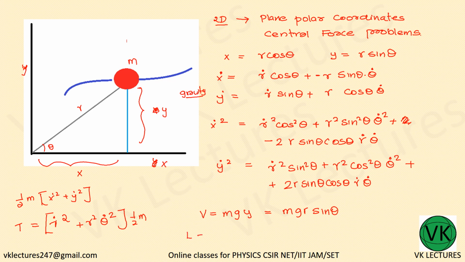So the Lagrangian will be equal to half m (r dot square plus r square theta dot square) minus mg r sin theta.